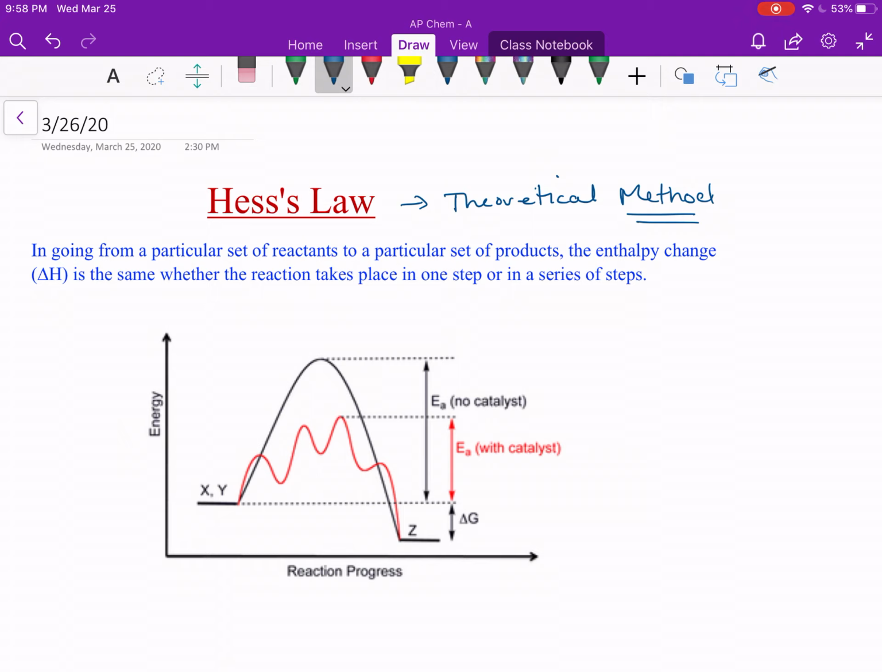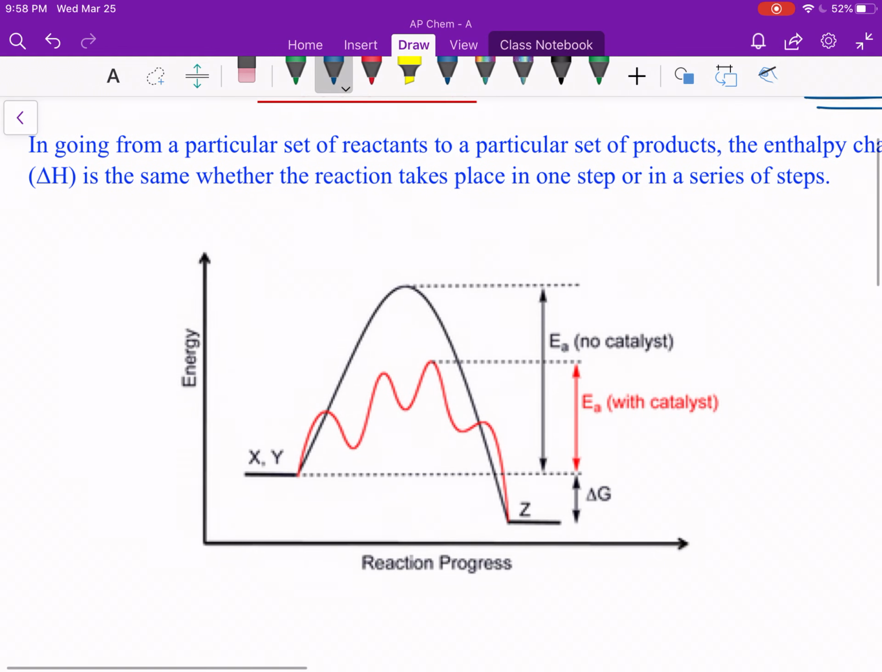Your textbook actually defines it: going from a particular set of reactants to a particular set of products, the enthalpy change, or delta H, is the same whether the reaction takes place in one step or a series of steps. So if we think about it, looking at the energy diagram here, here's our particular set of reactants, here's our product, right?